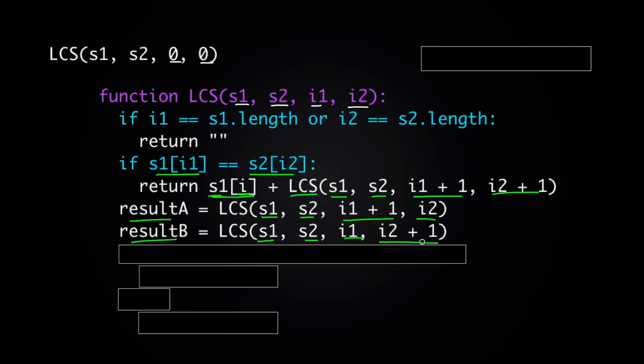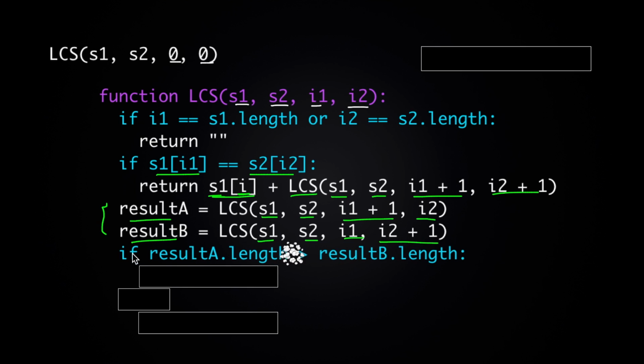And then we're going to have to compare the lengths of these two strings and then return the longer one. So we can do that with: if result A's length is longer than result B's length, then we're going to return result A, and otherwise we're going to return result B.